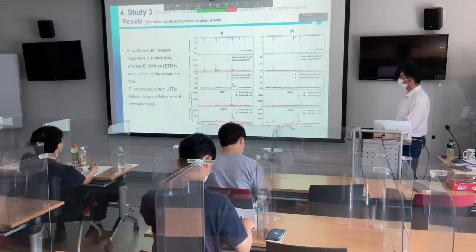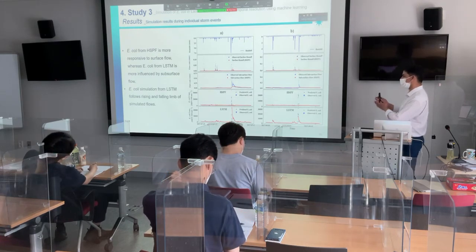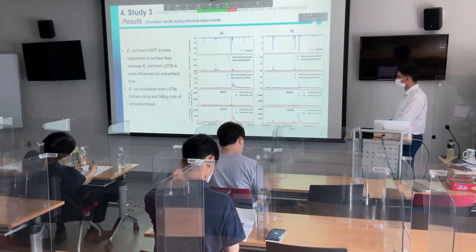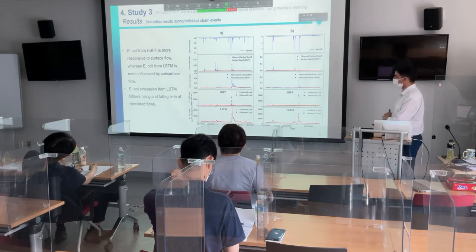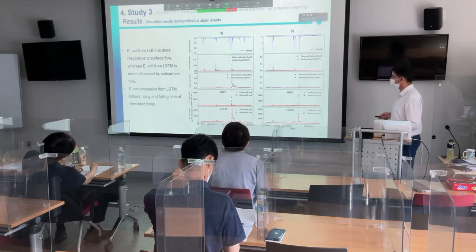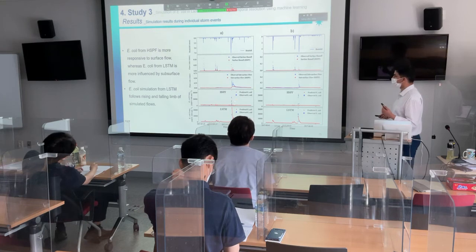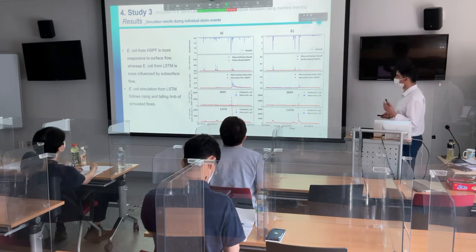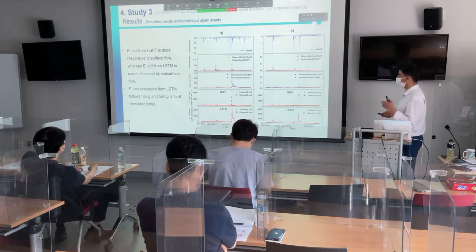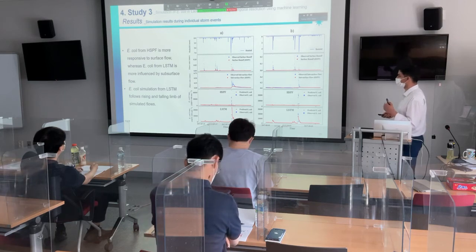When it comes to comparing the individual peaks or storm events, here we see that the E. coli from HSPF is more responsive to surface flow. On the other hand, the E. coli in the LSTM model is more responsive to the subsurface flow.